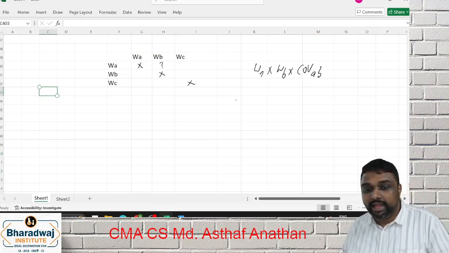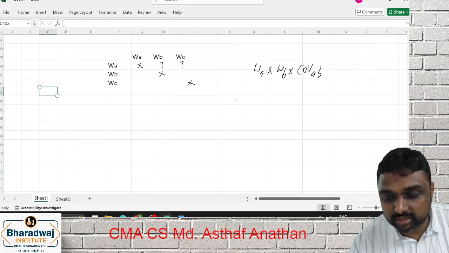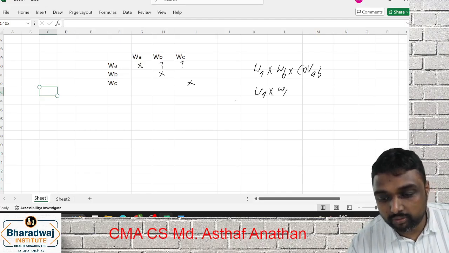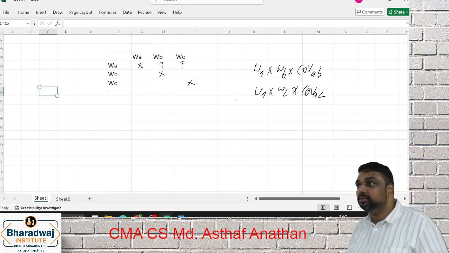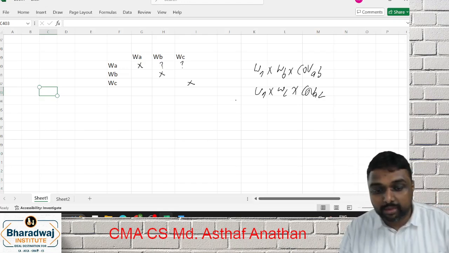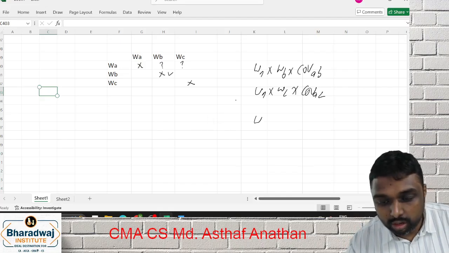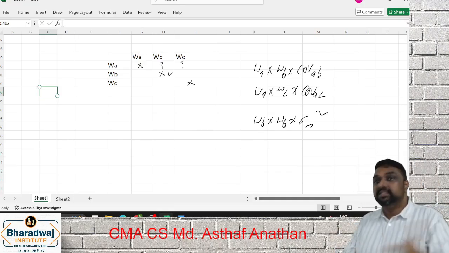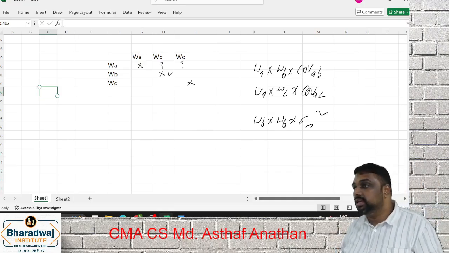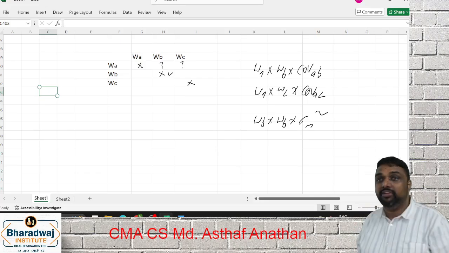Correct? Yes. Next, what you have to do for this area, friends? Weight of A into weight of C into covariance AC. This is how you have to approach. Am I correct, friends? So if it is the same area, how will you do? Weight of B into weight of B, there is no covariance. Right? There is no covariance. Both are the same, so there is no point of covariance. If you do this, you will get the final answer.